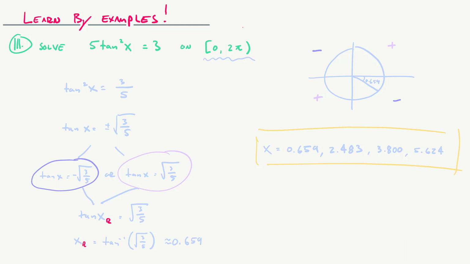So this time we were given an interval, but we had to use the reference angle to find all the possible solutions for this because tangent is plus or minus in all of the quadrants. So that's why we have 4 solutions here.